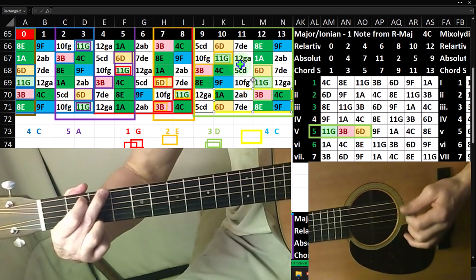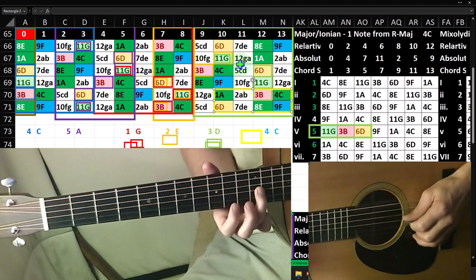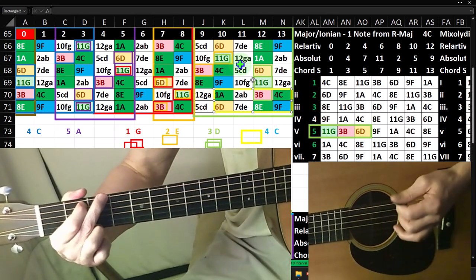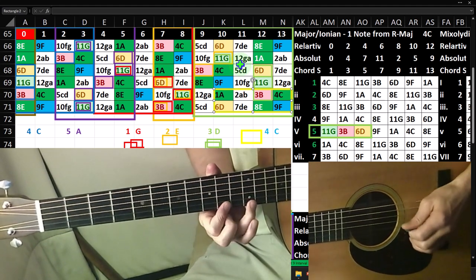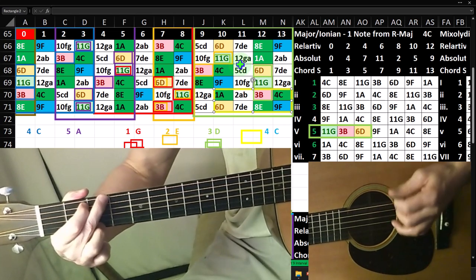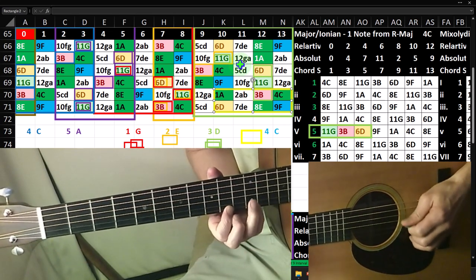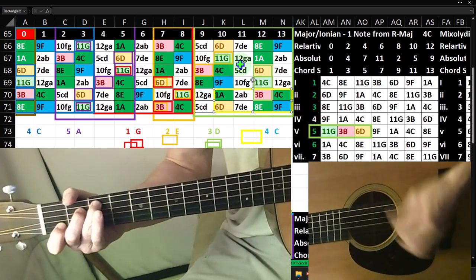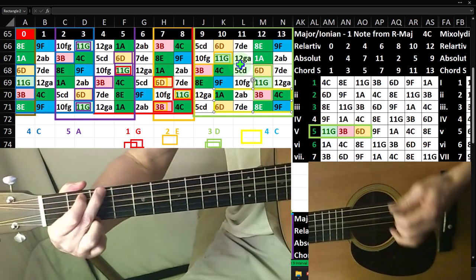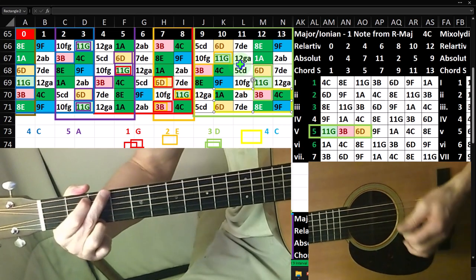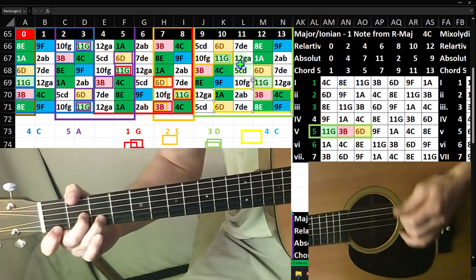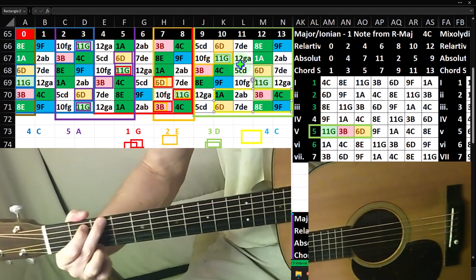If I was being on a G here, I can jump up here and be like, that's one thing we can do.